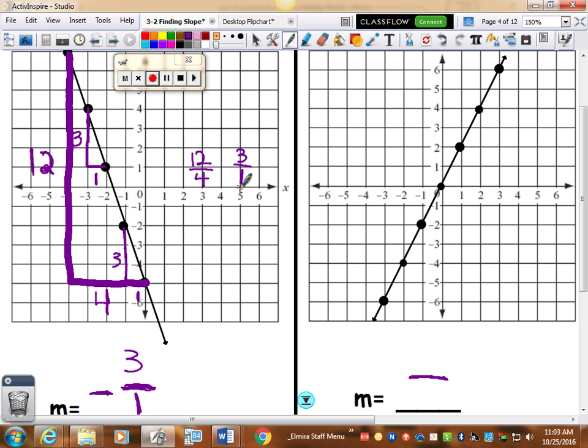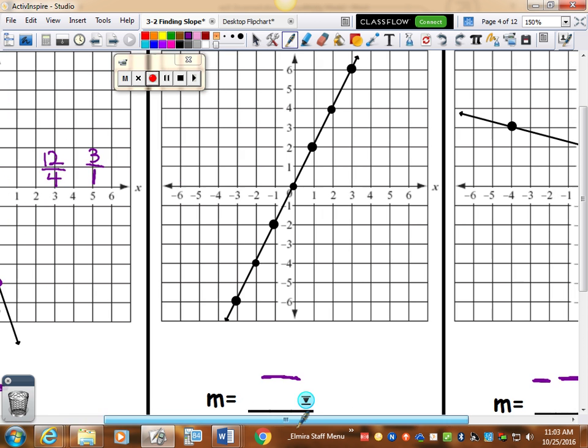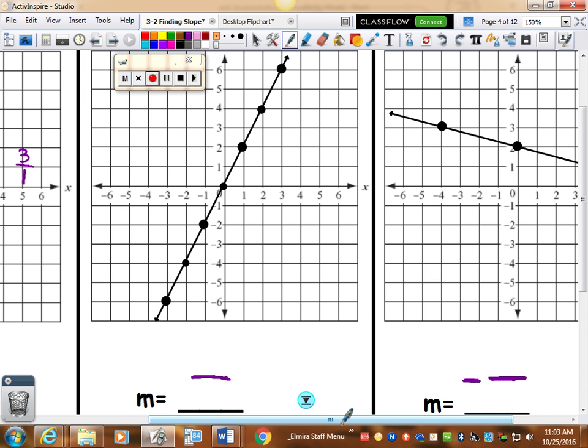Okay? So let's go on to the middle drawing. We already determined that this slope was positive. It's going uphill. So I'm just going to pick 2 dots and connect them. Any 2. And the rise is how many boxes up and down, that's 2. And the run is how many boxes side to side, and that's 1. So our fraction is 2 over 1.